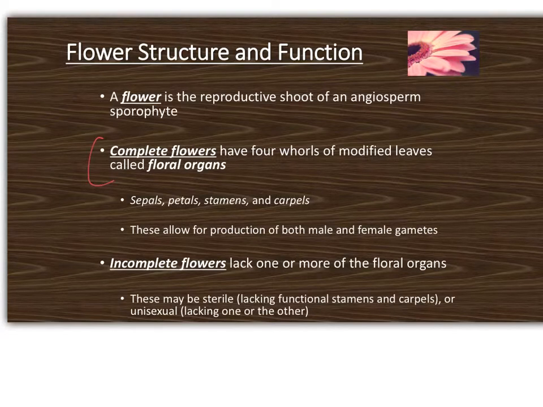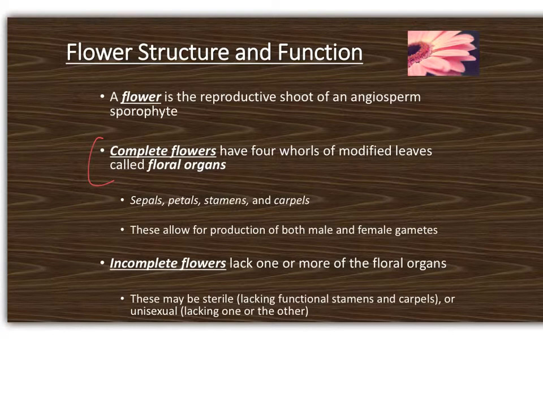Now a complete flower has 4 whorls of modified leaves or parts to them, and each of those we would call an organ. And so there's 4 floral organs. That includes the sepals, and we'll see a picture of this better on the next slide, which are sort of the outside part. Then the petals, working our way in, the stamens, and the carpels. And these are going to allow us to produce both male and female gametes. So a complete flower can have both male and female parts.